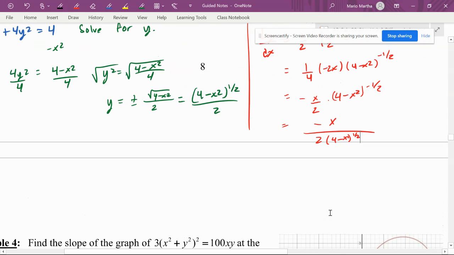All right, and this technically, because we have a square root, this negative gets absorbed into the plus or minus. So I should have gotten rid of it before. So plus or minus this whole thing.